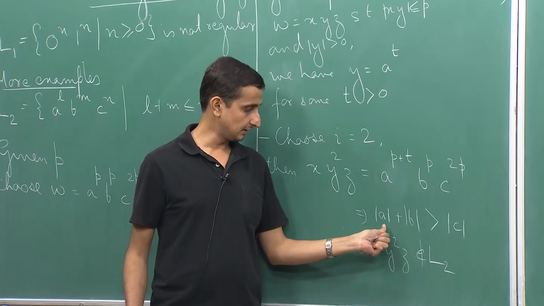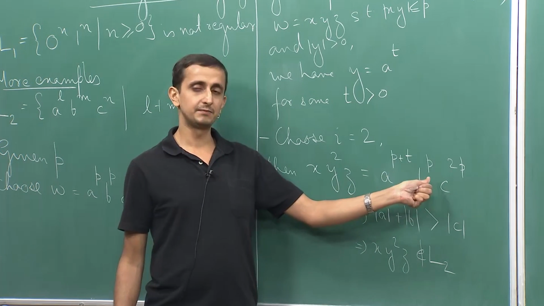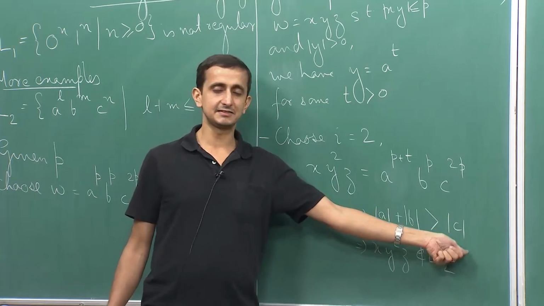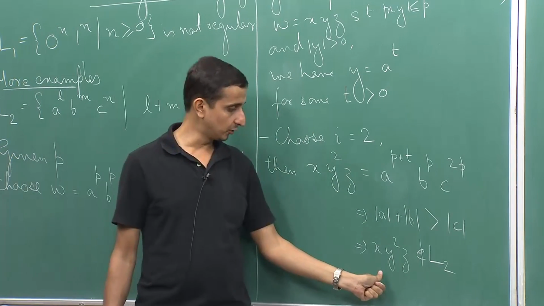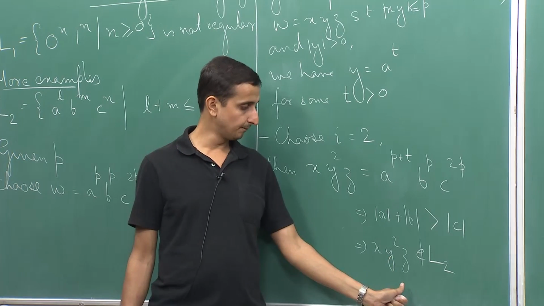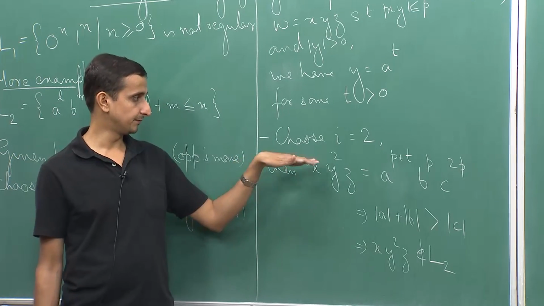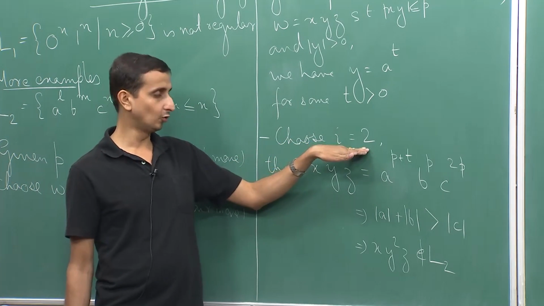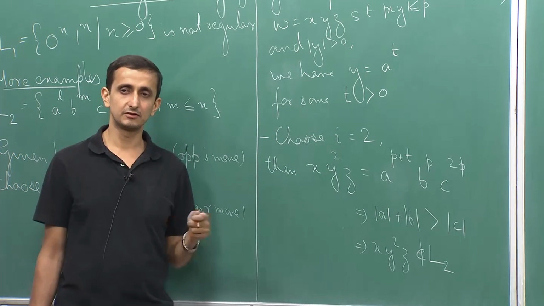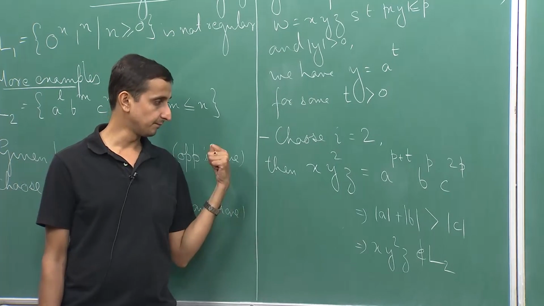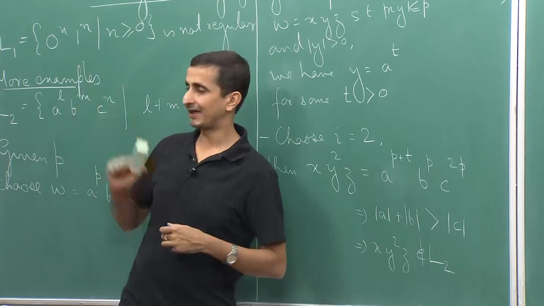So, the number of a's plus the number of b's would be p minus t plus p, which is less than 2p, which is less than the number of c's, which would put the string x y to the power 0 outside L2, and that would not have worked. So, basically what I am trying to say is that i equal to 2 works, but i equal to 0 does not work in this case. This is one difference between what we chose i this time and what we had for our language L1 last time.